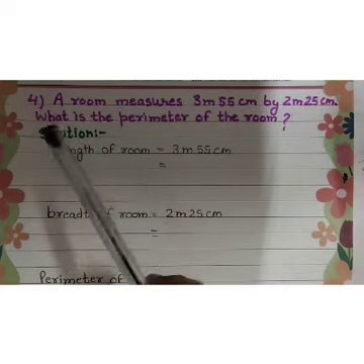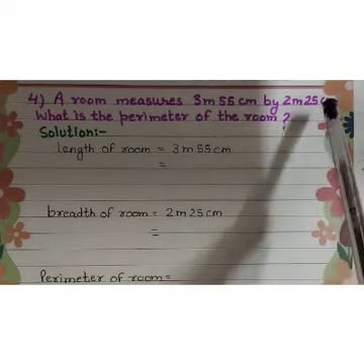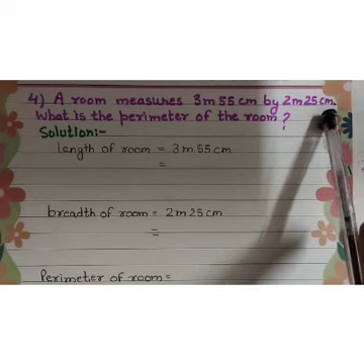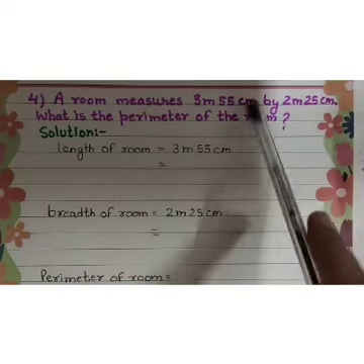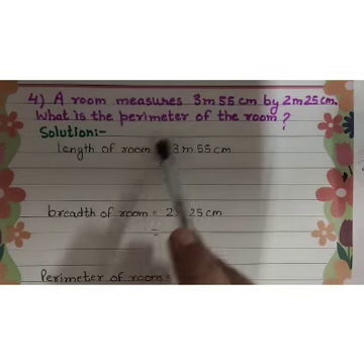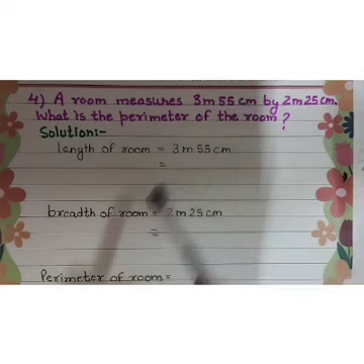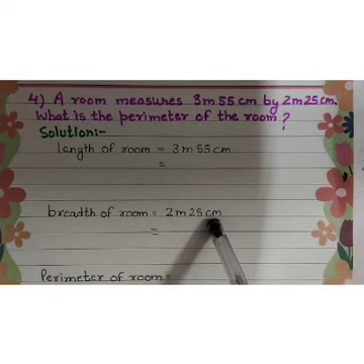Question 4 is, a room measures 3 meter 55 centimeters by 2 meter 25 centimeter. What is the perimeter of room? Here room is in rectangle shape and length of room is given 3 meter 55 centimeter and breadth of room given 2 meter 25 centimeter.